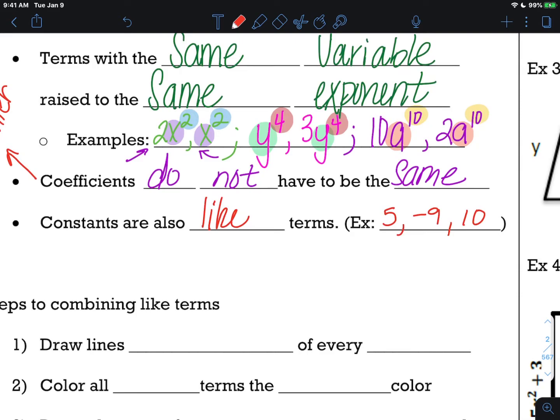Another rule of thumb is to think about it like this. They only like to be with somebody who's exactly like them. Plain, regular numbers, constants, only like to be with other constants. X to the power of 2 only likes to be with x to the power of 2. They don't want to be combined with x to the power of 3, x to the power of 4, y's, a's, anything else. Only other x to the powers of 2. So they only want to be with somebody who's exactly like them.